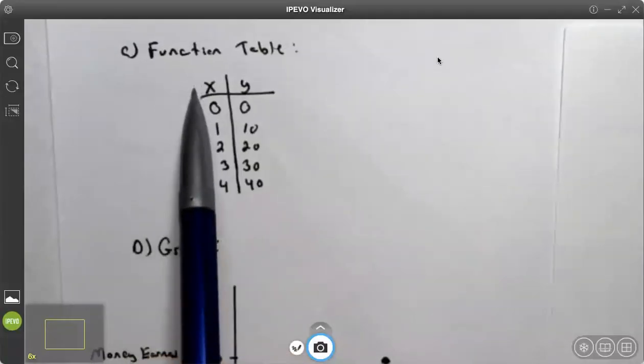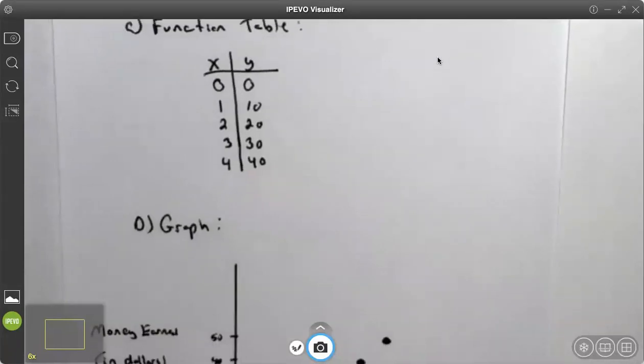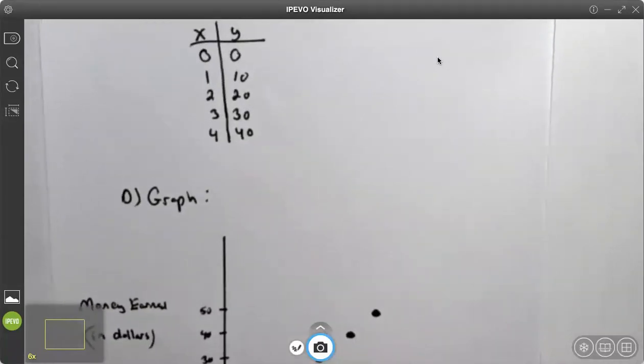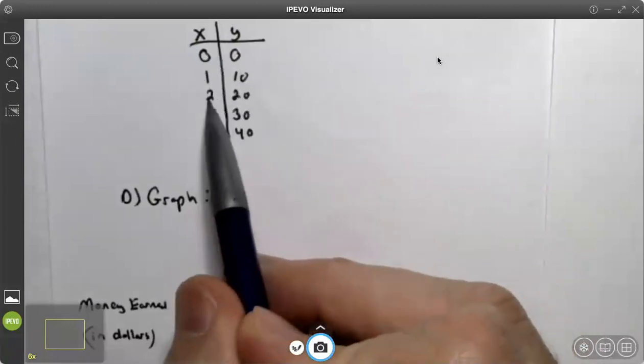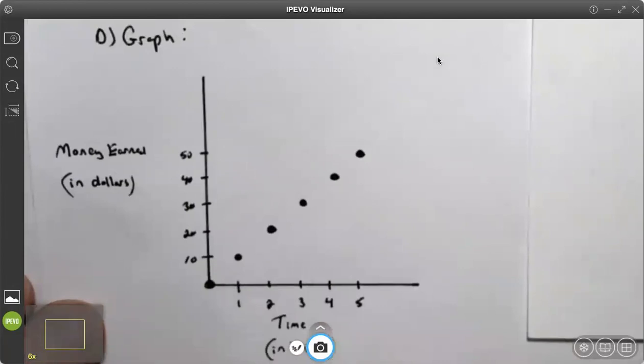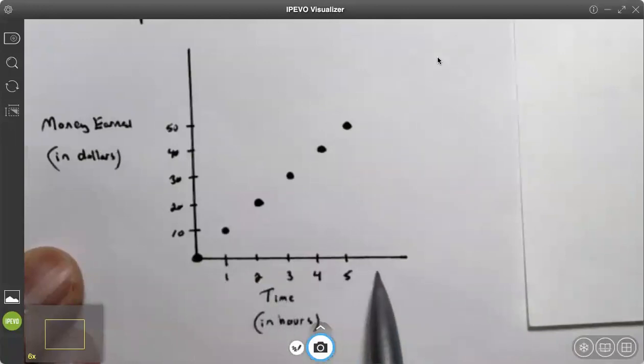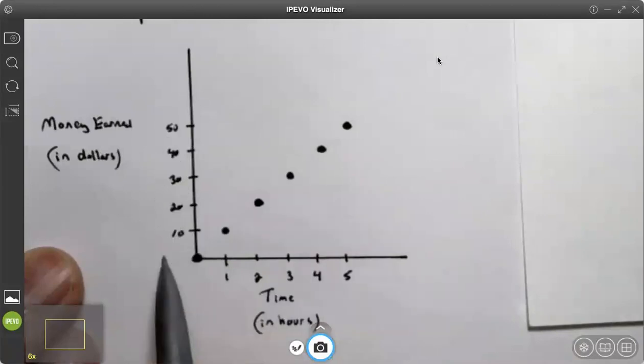All right, if I took this function table and I asked you to graph it, and I'm not going to ask you to graph it, but I graphed it. So I'm taking these values, 0, 0, 1, 10, 2, 20, and so on, and I graphed it. It's important that I know how to label my graph. So my x-axis was time worked, and my y-axis was money or dollars earned.